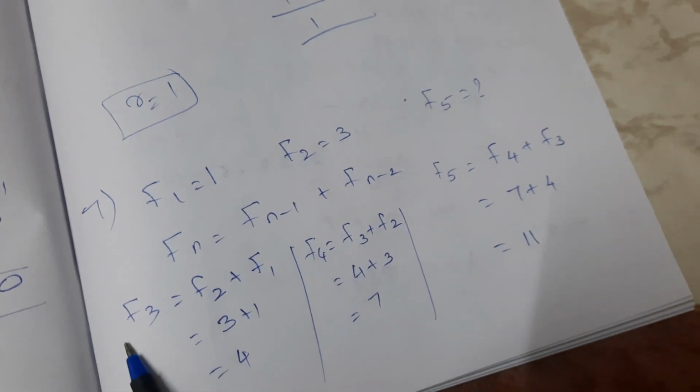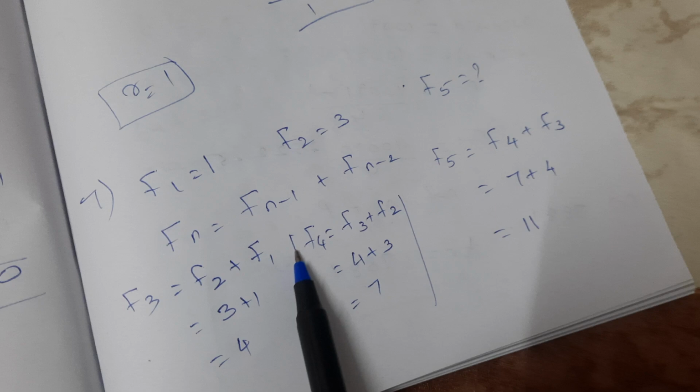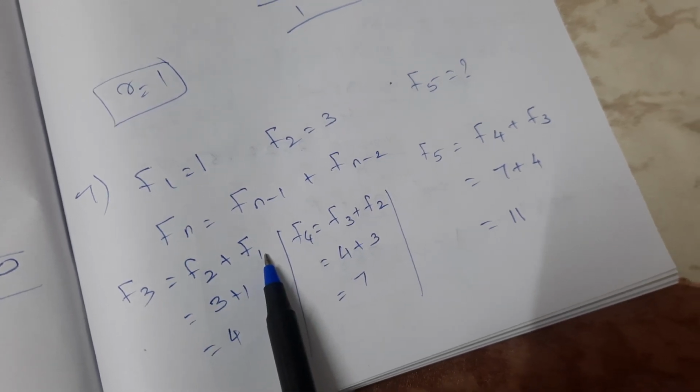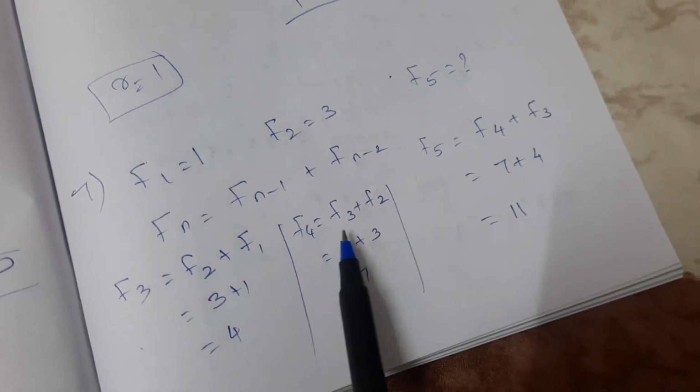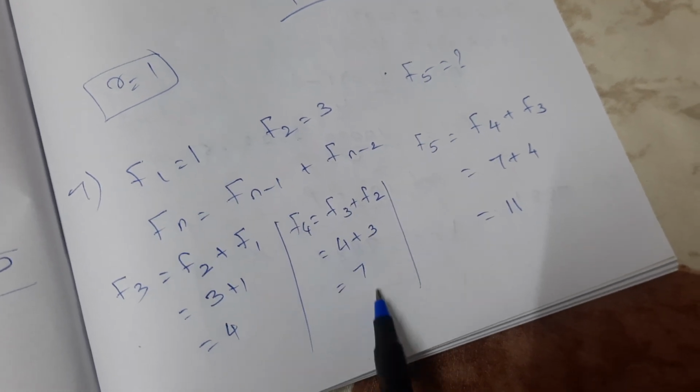Okay. So first f3 means 3. So 3 minus 1, 2. 3 minus 2 means f2 plus f1. So 3 plus 1, 4. Then f4 is equal to f3 plus f2. So 4 plus 3 is equal to 7.